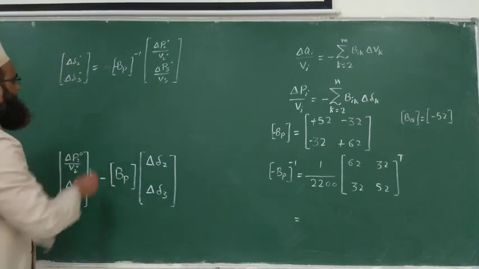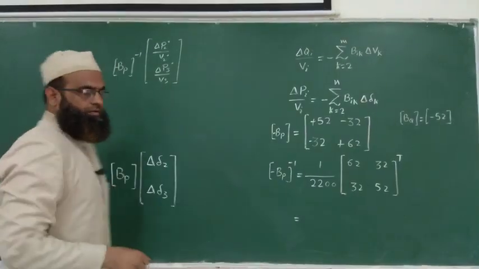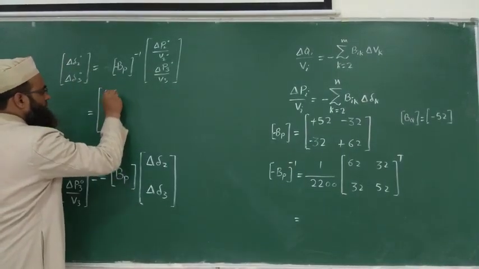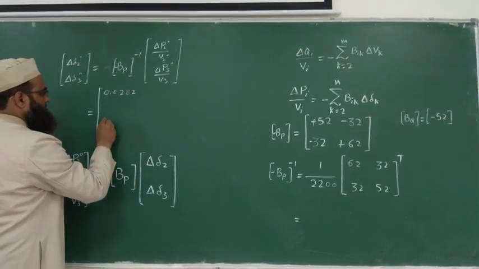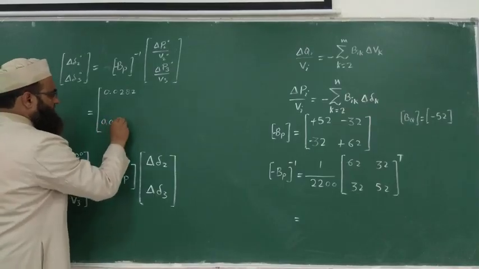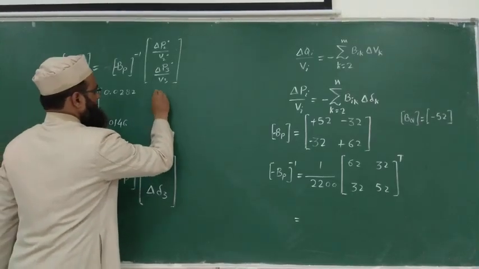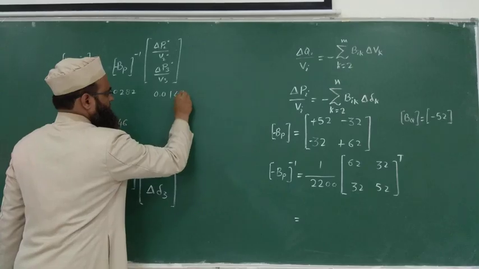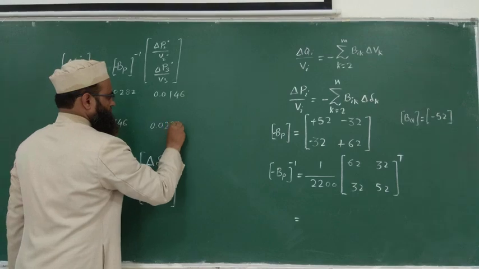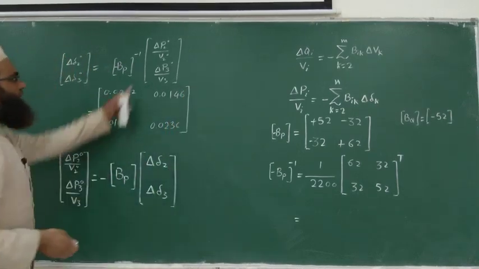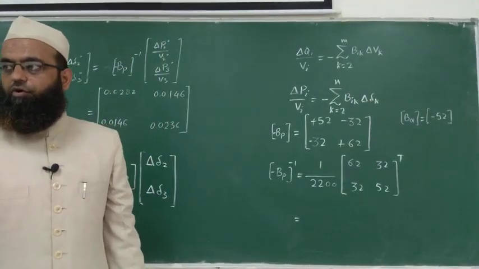Better to write here directly. So tell me the values of inverse. 0.0282. Fine. Next, 0.0146. Next, 0.0146. 0.0236. So what about these values which we have already evaluated during Newton-Raphson method of load flow, isn't it?